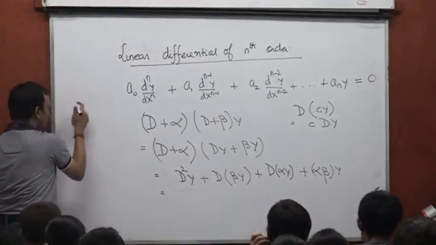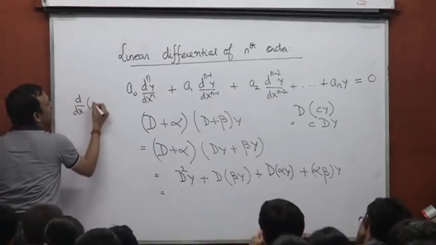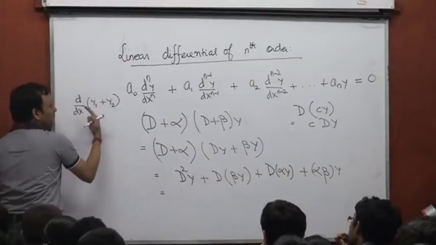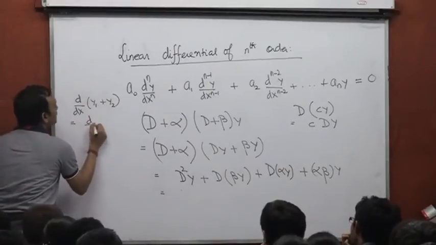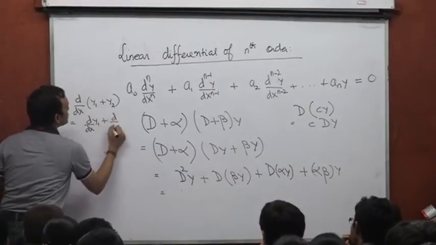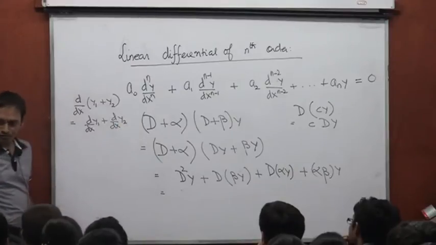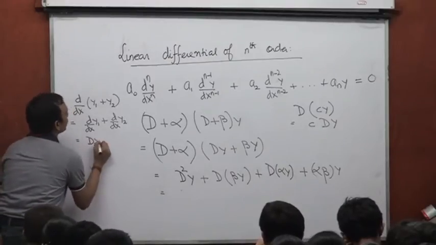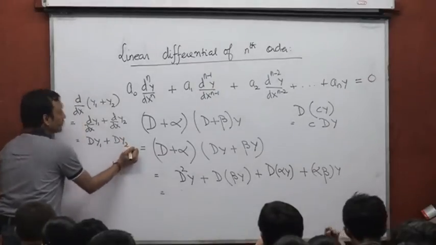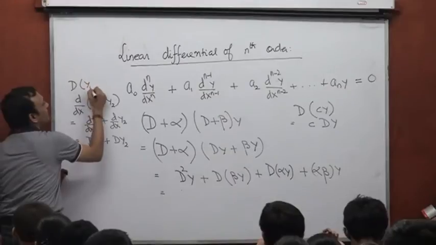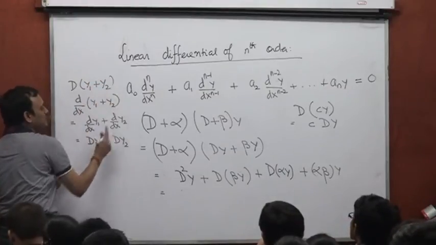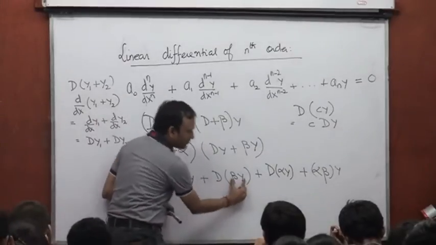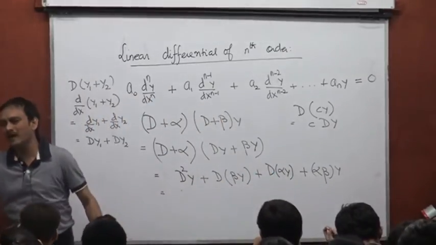The other thing is d/dx of y1 plus y2, where y1 and y2 are two functions of x. This is like d/dx of y1 plus d/dx of y2, which is like D acting on y1 plus D acting on y2. And what was the left hand side? The left hand side was D acting on y1 plus y2. So D acting on y1 plus y2 is like D acting on y1 plus D acting on y2, right? So now D acting on y1 plus D acting on y2 would be D acting on y1 plus y2.